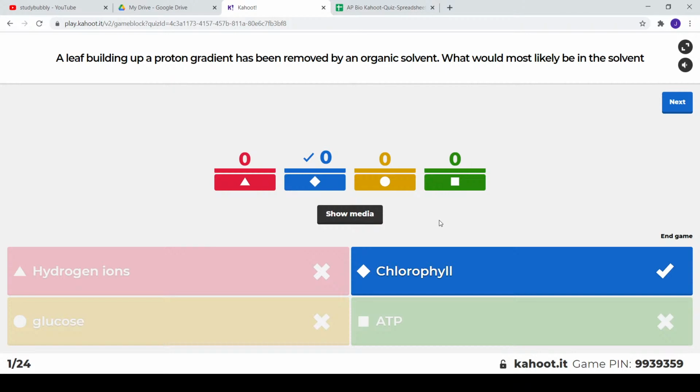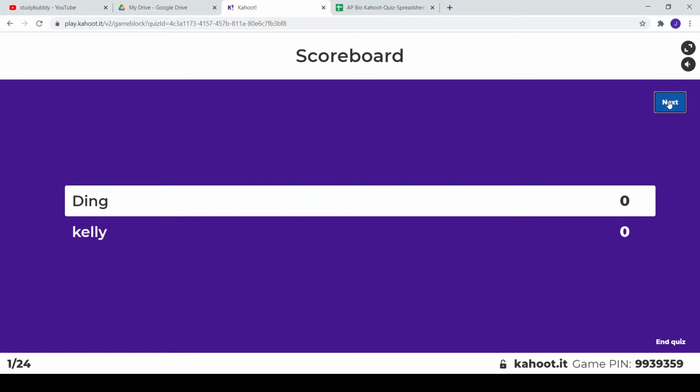Yeah, I know, right? So the thing you should notice here is just know what an organic solvent does and what is most prevalent in a leaf. The rest of them don't really make that much more sense. But do you guys want to continue? Yep. All right. Let's move on to the next question.